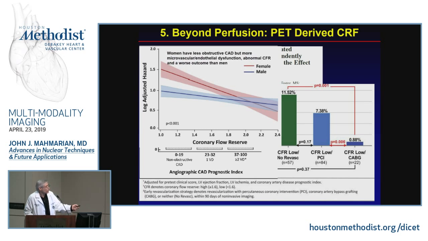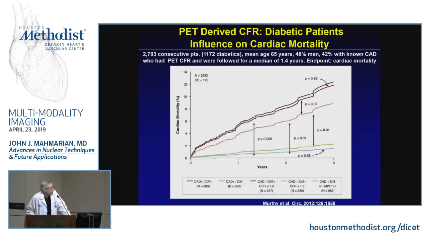And so women have less obstructive disease, more microvascular disease, and abnormal CFR indicates a worse outcome in women than in men. This is an interesting study in diabetics. If you look at diabetics, these are patients without CAD who also have diabetes mellitus, and patients without CAD who do not have diabetes mellitus. And this is looking at coronary flow reserve that's abnormal and coronary flow reserve that's normal.